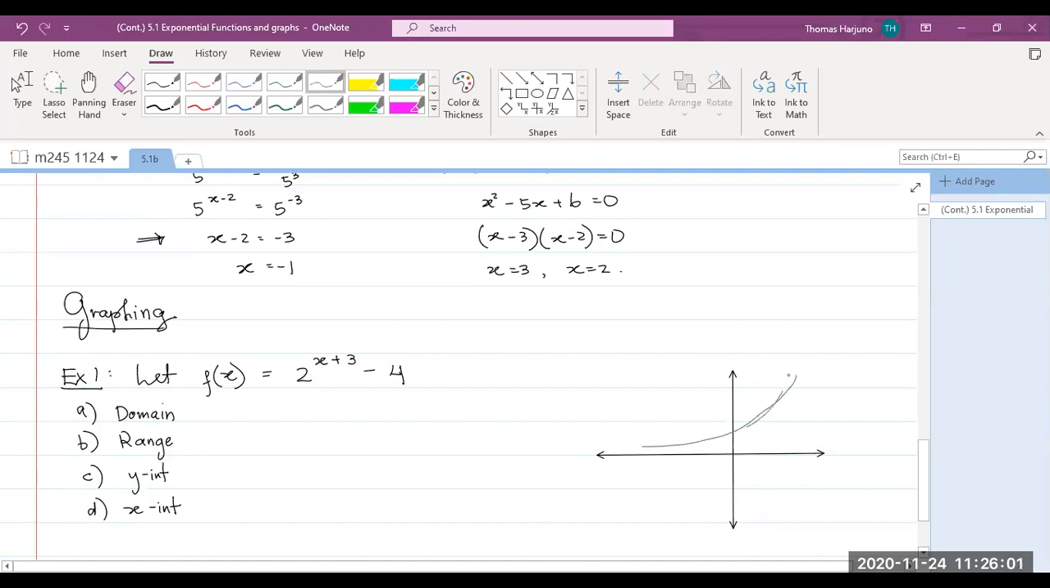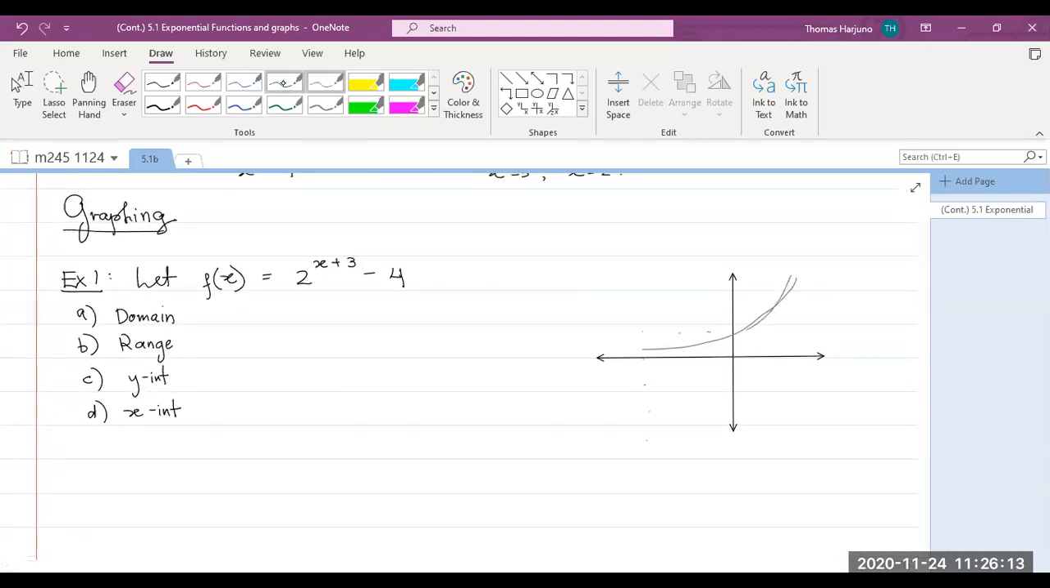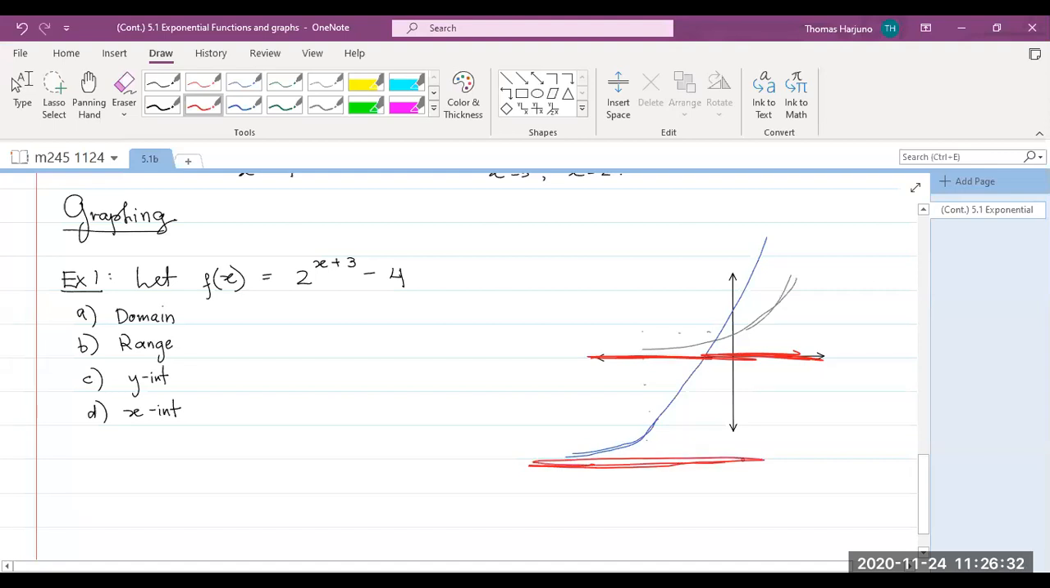Okay, it looks like that, right? But then you will move it 3 units to the left, and then 4 units down. So later on, your graph will look approximately like this. And the original horizontal asymptote that you have here, when you move down 4 units, it will be y equals -4. Okay, that's the rough sketch.